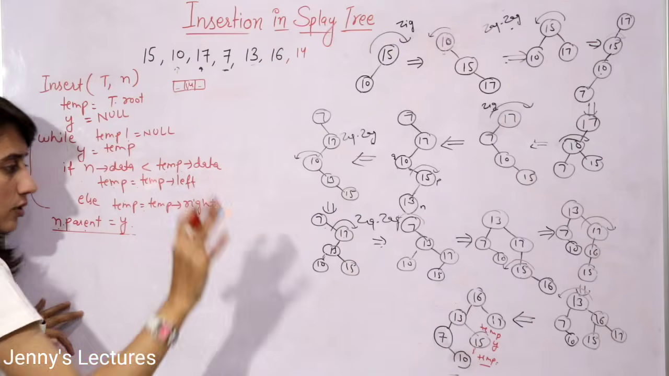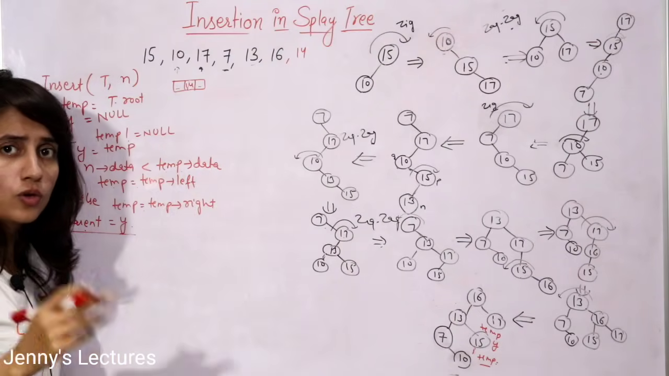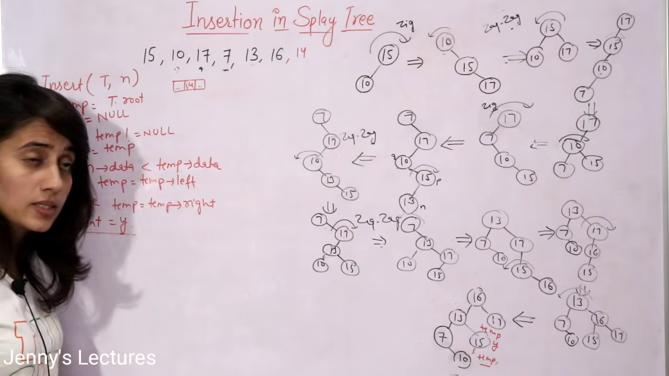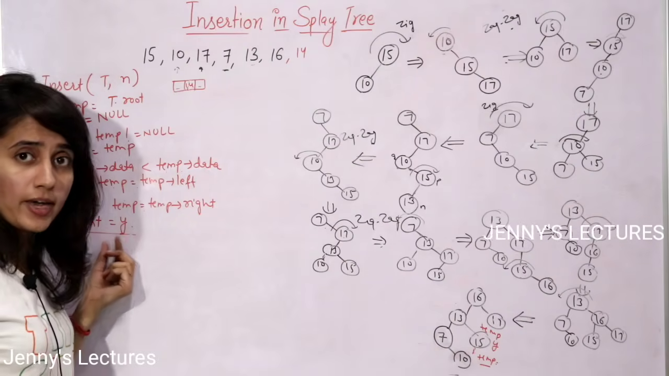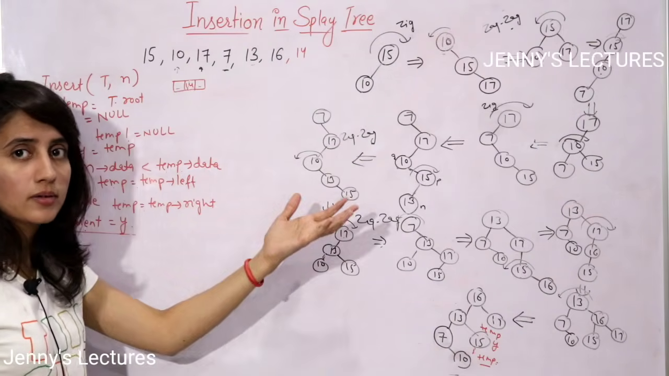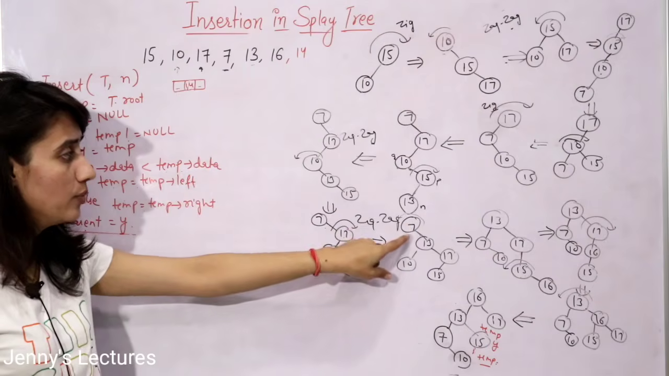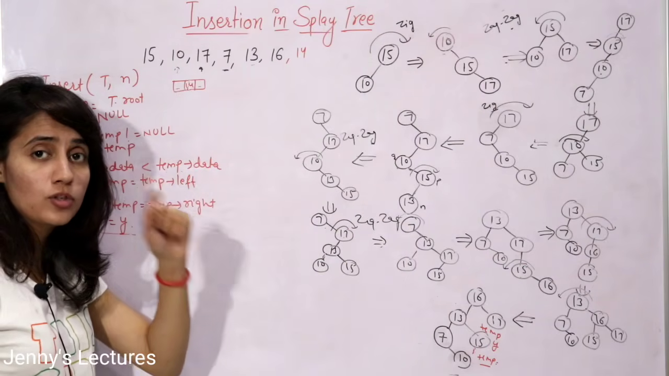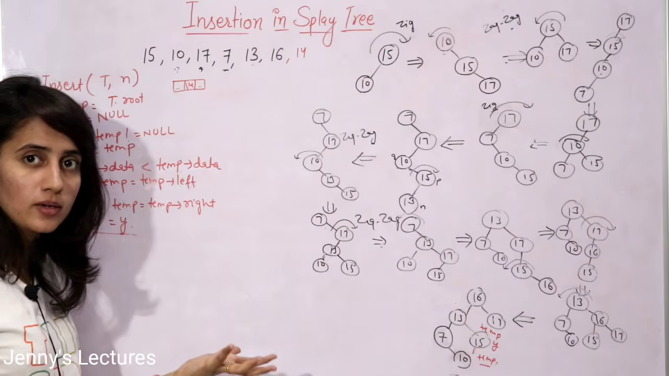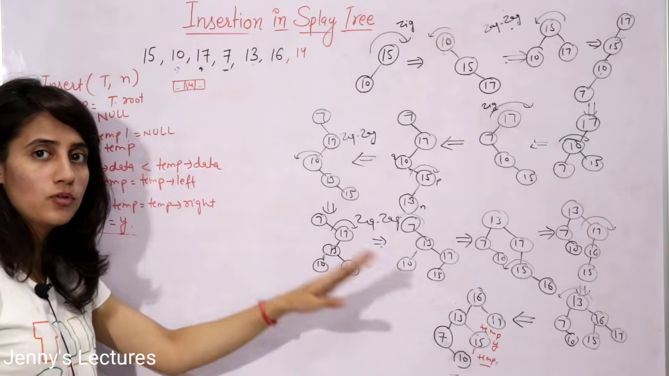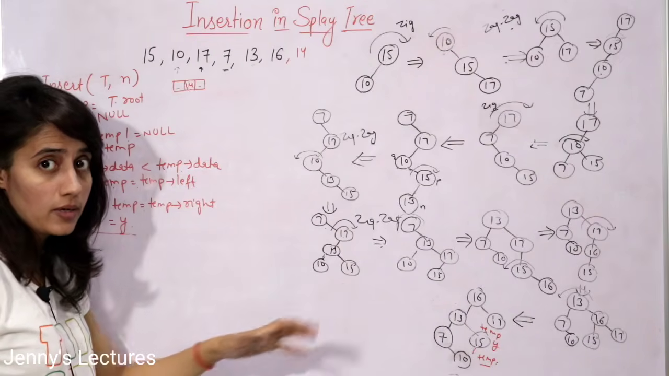So now y is what? Parent of this 14. If still y is equal to null, means the parent of n is null. So n is not having any parent. Here you can say root would be that element which is having no parent, so no need to do any splaying. We will simply return and we will not do any splaying operation, right?